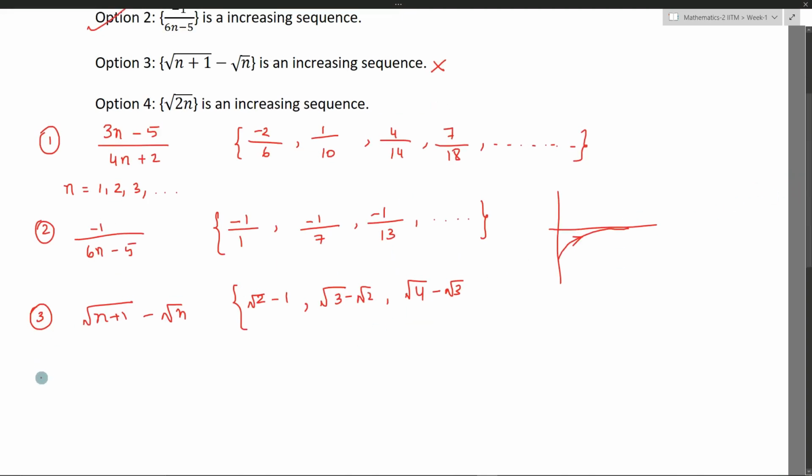So what about fourth one? Fourth one, we have square root of 2n. So in square root of 2n, again we have square root of 2, comma, square root of 4, comma, square root of 6, comma, and so on. So again this is an increasing function. So option 4 is correct.